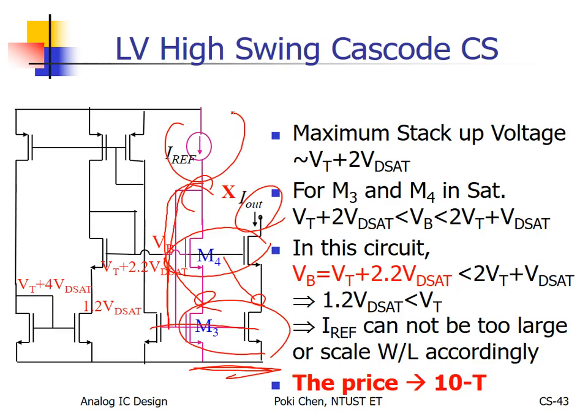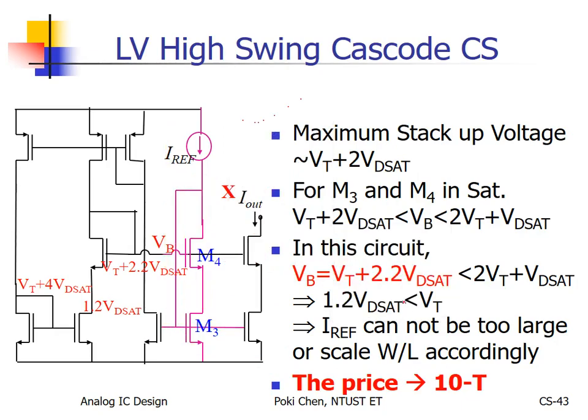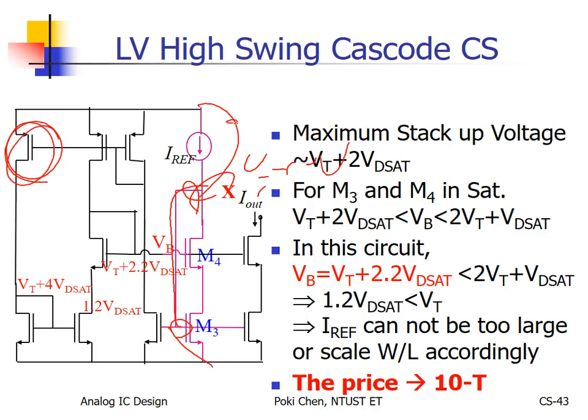Okay, and how about the minimum supply voltage? You can see it is connected to node X, right? So 1 VT plus 1 delta V. Here, over there, only 1 VT plus 1 delta V. But how about I reference? I reference usually behaves like this. So 1 delta V configurations, 1 VT and 2 delta V. Okay, we can make it.